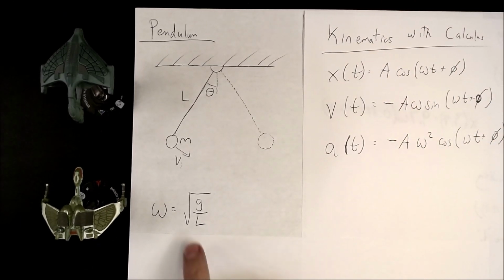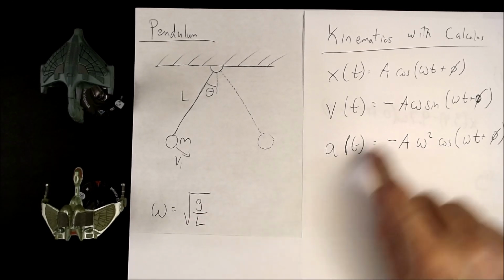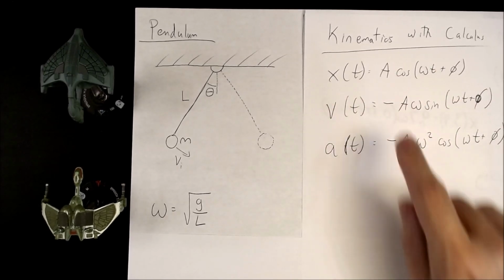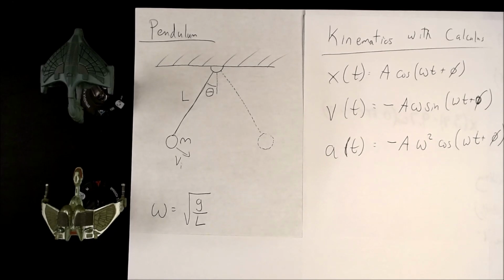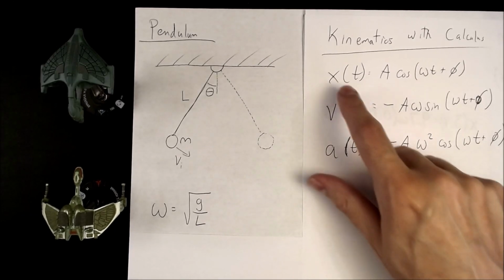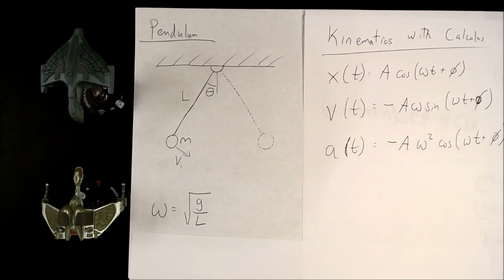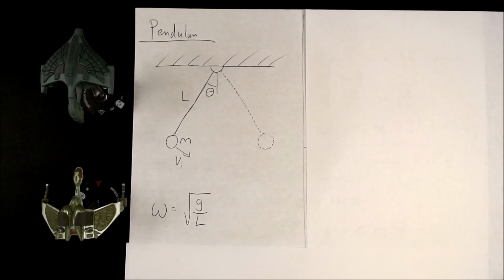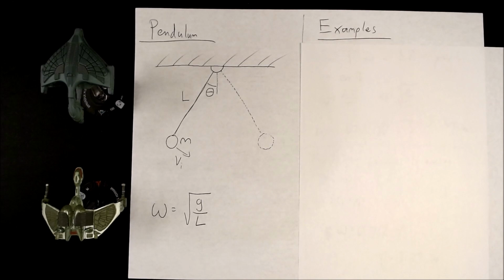Well, what can we do with this? Once we find g and L, we can plug it into any of our neat equations over here. If we know the amplitude, the initial angle, or whatever, the phase angle, then we can generate these equations completely and track the position, velocity, and acceleration of the pendulum at any time in the future. And that's automatically pretty useful. What else can we do with that? Well, let's look at some examples.